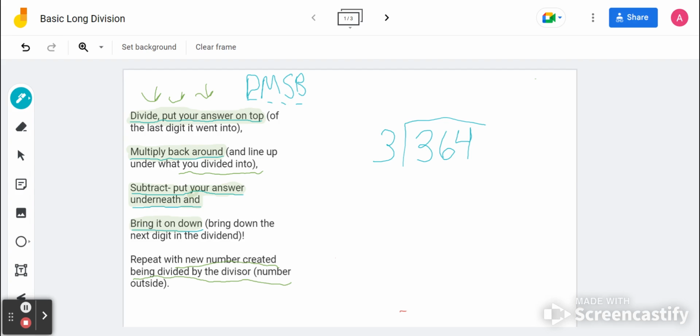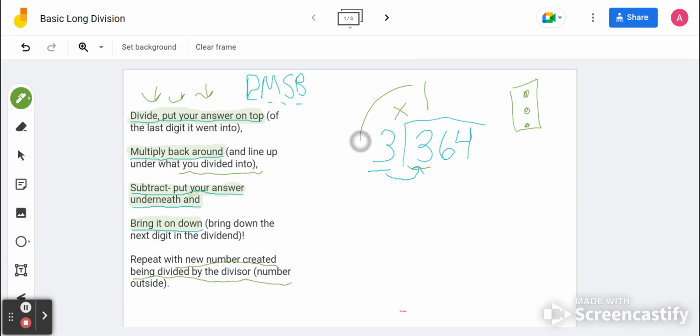So everything we divide by this number outside, the divisor, and see how many times it can go into the dividend. So we start with our first digit, which is 3. So we divide, put our answer on top. How many 3s are in 3? Well, here's 3. There's 1 three. So divide, put your answer on top.